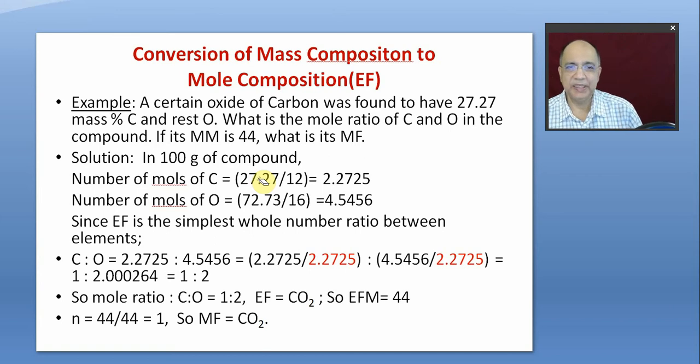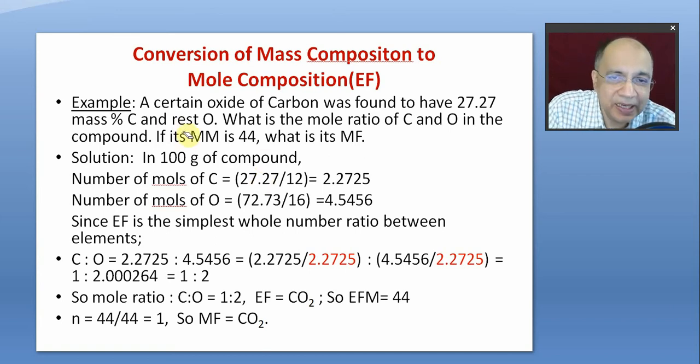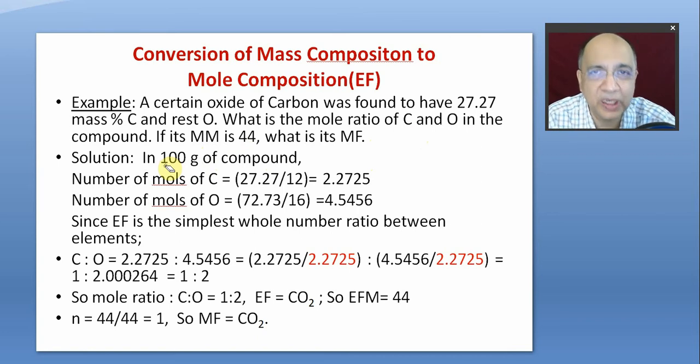So, a certain oxide of carbon was found to have 27.27 mass percent of carbon and the rest oxygen. What is the mole ratio of carbon and oxygen in the compound? If its molecular mass is 44, what is its molecular formula? Let us analyze 100 grams of the compound. It is always easy to calculate with 100 grams rather than 1 gram.